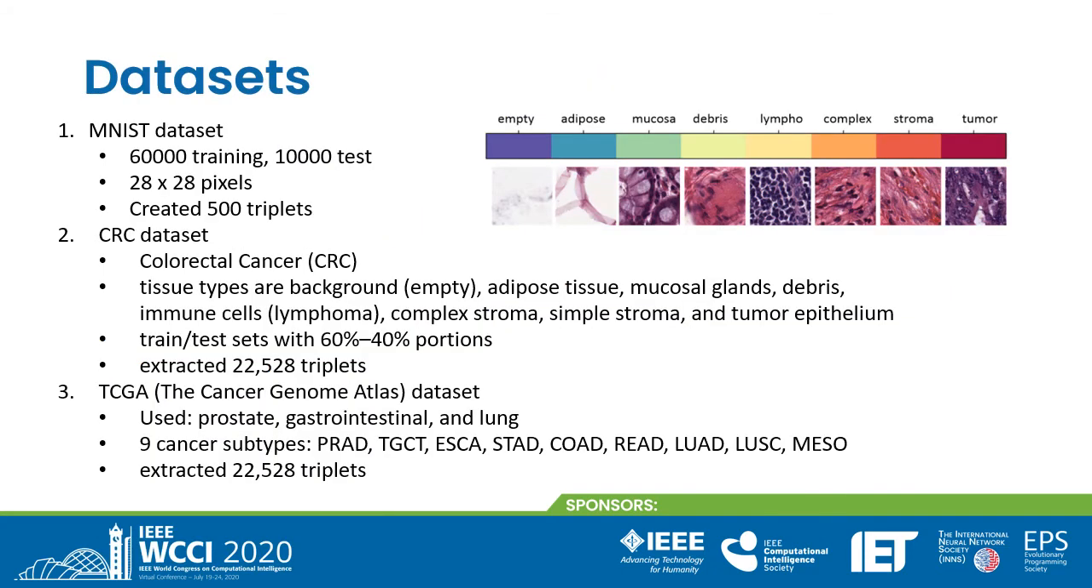For experiments, we used 3 datasets, which are the MNIST dataset with 28 by 28 pixels. We created 500 triplets to test the proposed loss functions with a small number of triplets. For a large number of triplets, we tested on 2 publicly available histopathology datasets, which are the CRC dataset and TCGA. The CRC dataset includes several tissue types, some of them shown in this figure. We split it into train and test sets with 60 and 40% portions, and we extracted 22,000 triplets from the train set. We also used the TCGA dataset, from which we extracted 22,000 triplets, and we used 3 organs, prostate, gastro, and lung organs in this dataset.